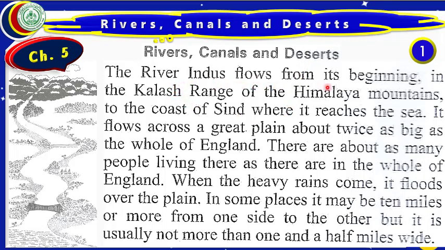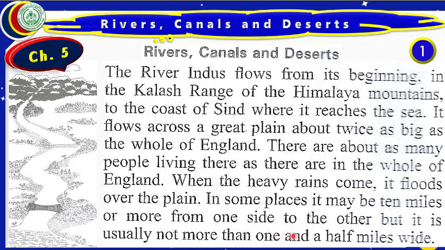The River Indus flows from its beginning in the Kailash range of the Himalaya mountains to the coast of Sindh, where it reaches the sea. It flows across the Great Plain, about twice as big as the whole of England. There are about as many people living there as there are in the whole of England. When the heavy rains come, it floods over the plain. In some places, it may be 10 miles or more from one side to the other, but it is usually not more than 1.5 miles.